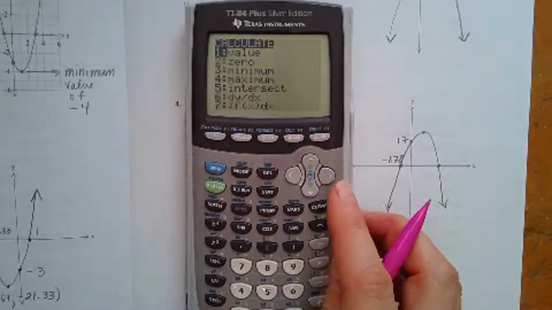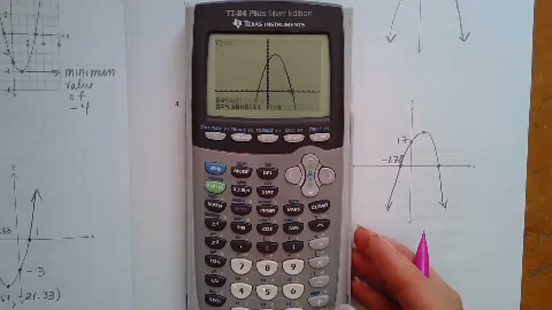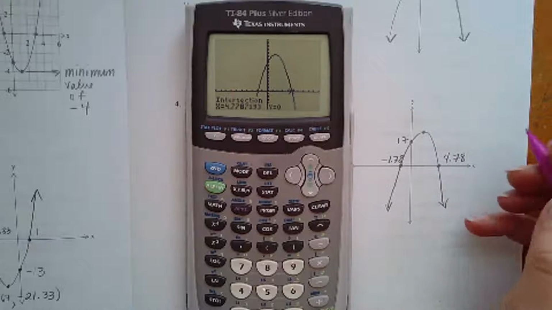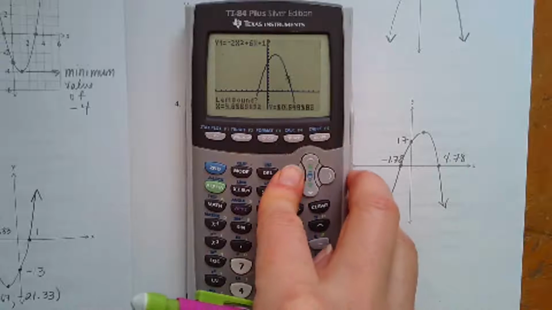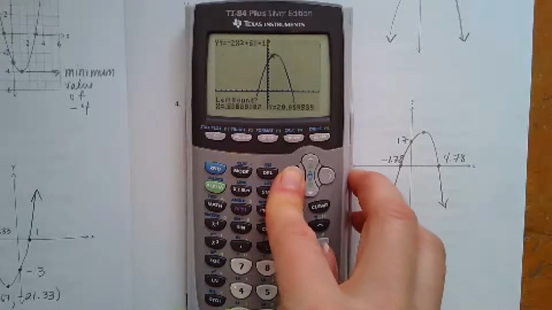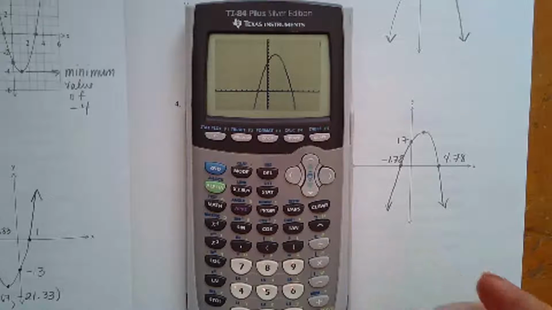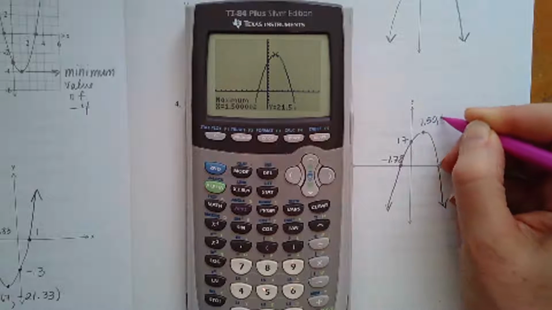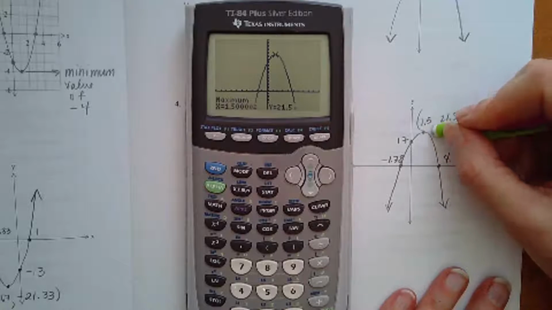And answer the next. 4.78. And now I'm going to find the vertex. It's a maximum value. So I'm going to move to the left. Move to the right. And the vertex will be 1.50, comma 21.5. I guess we don't need that 0 there, right?